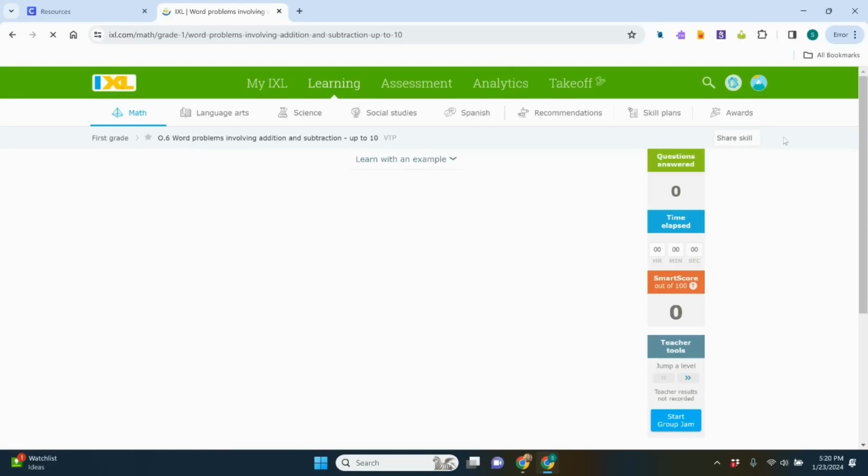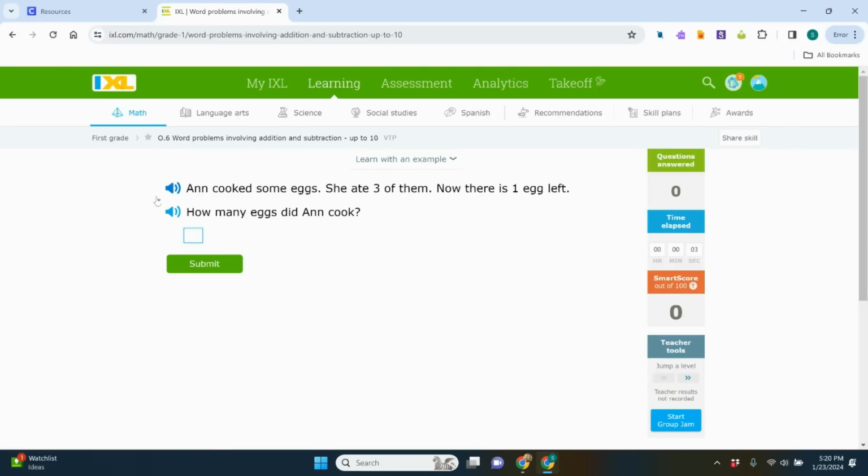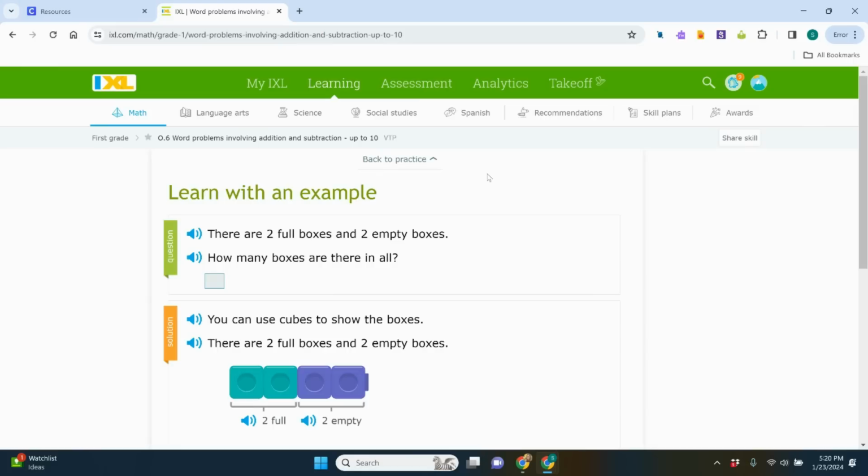So when you go into it, I love that IXL makes it easy for independence by allowing you to have this audio here. "And cooked some eggs. She ate 3 of them. Now there is 1 egg left." Because as you know, if you teach first grade, language can get in the way of solving the problems. So not only do we have the audio here, but they also have some instructions on how to solve it.